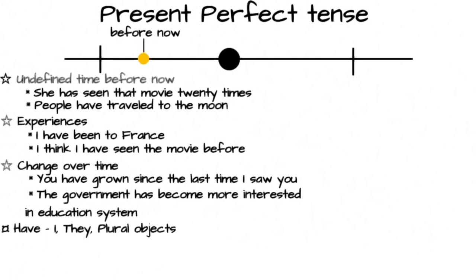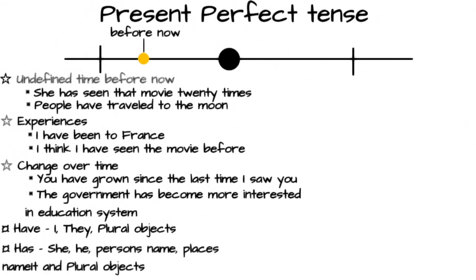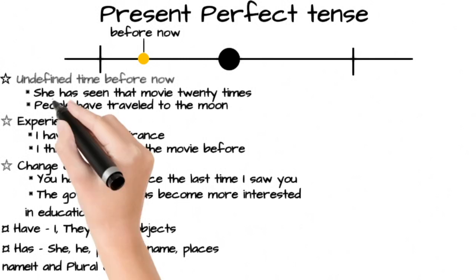We use have with I, we, they, you and objects in plural. Similarly, we use has with he, she, person's name, place's name, objects in singular. The structure is has or have plus V3 form. If you're not sure about the V3 form, please watch part 1 of the tenses and the link is available in the description. Let's look at the structure in the examples mentioned earlier.